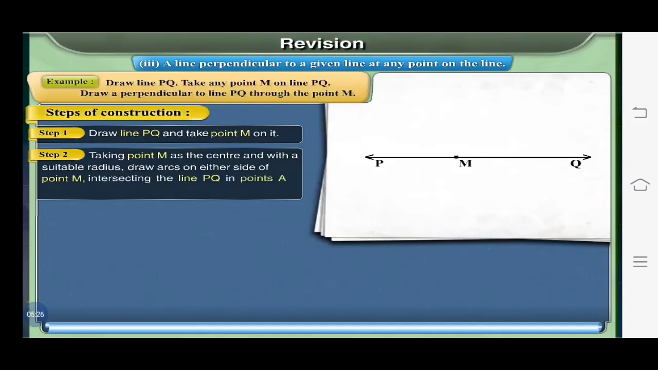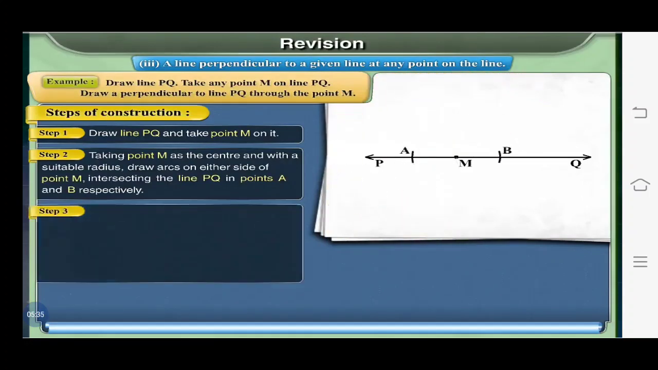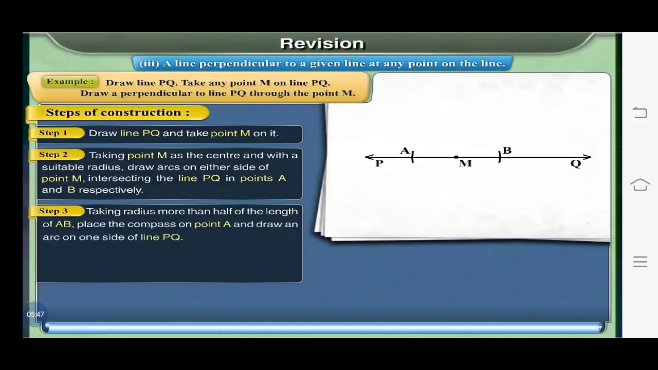Step 3. Now increase the radius. Note that the radius should be more than half of length of AB. Now taking point A as the center, draw an arc on one side of line PQ. Taking point B as the center and without changing the radius, draw another arc to cut the first arc in point D.